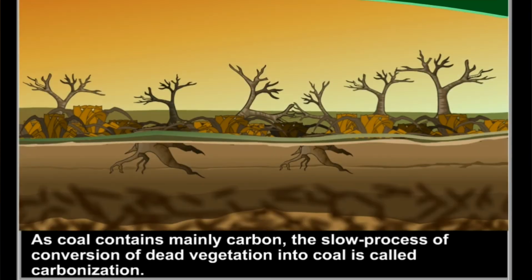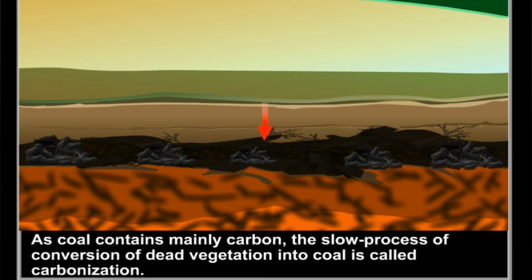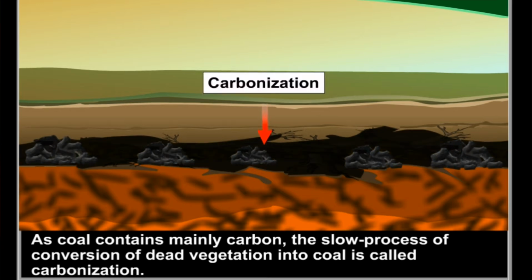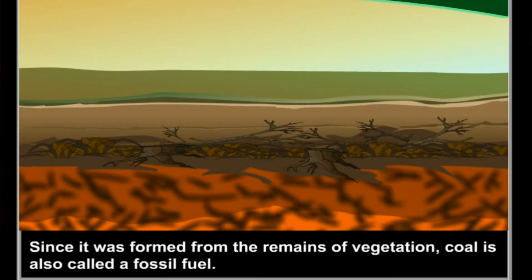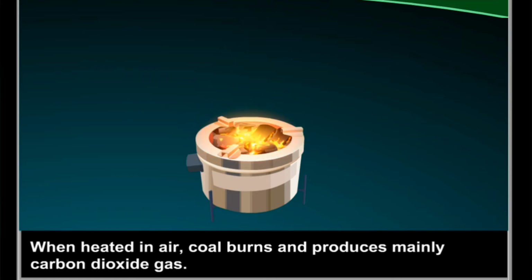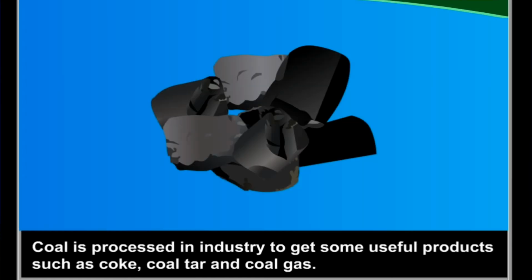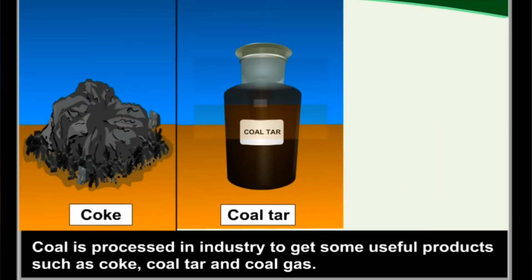As coal contains mainly carbon, the slow process of conversion of dead vegetation into coal is called carbonization. Since it was formed from the remains of vegetation, coal is also called a fossil fuel. When heated in air, coal burns and produces mainly carbon dioxide gas. Coal is processed in industry to get some useful products such as coke, coal tar, and coal gas.